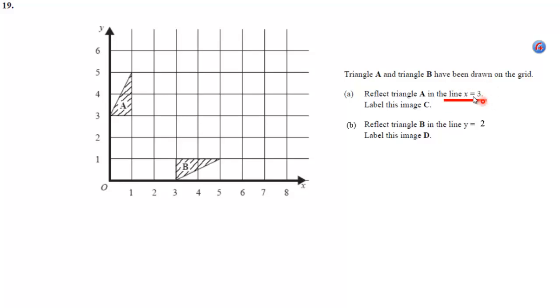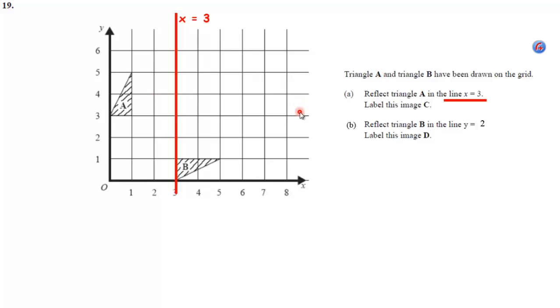So we first need to draw this line x equals 3, and here's the x-axis. Right, so there's the x-axis, x is equal to 3 there. I need to draw a line x equals 3. There it is. Now you need to make sure you understand how to draw these lines. So x equals 3 is a vertical line going through 3 on the x-axis.